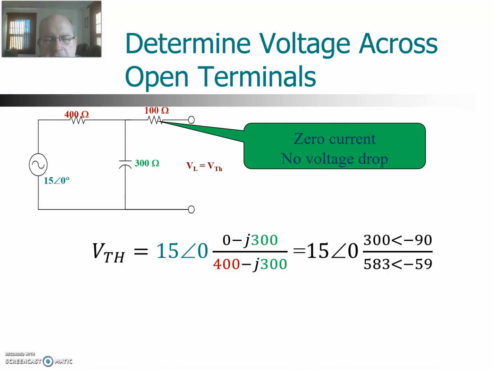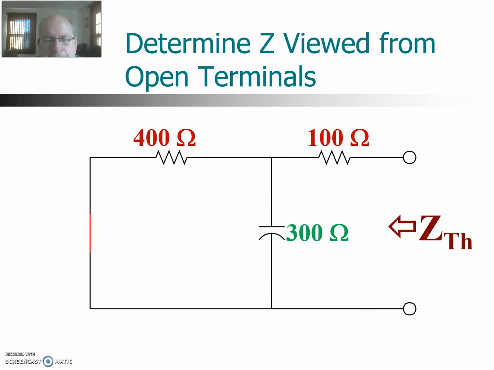So the voltage across the capacitor, which is the load voltage or the Thevenin voltage, is the source voltage multiplied by the impedance of the capacitor divided by the total series impedance. So the capacitor is 0 minus J300, and then the 400 and 300 are in series, so that would be 400 minus J300. We multiply that by the source voltage, and when we do that, we get a voltage of 9 volts at an angle of minus 53 degrees. That becomes our Thevenin voltage.